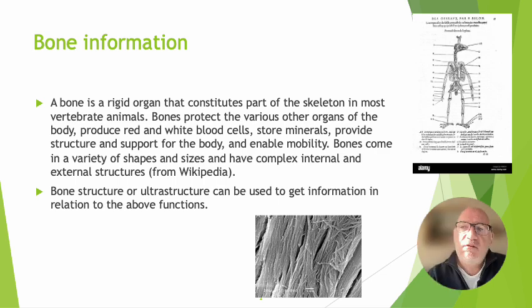So, bone is a typical structure in most vertebrate animals, and the bone function can be very diverse. It permits to protect various organs of the body. It produces red and white blood cells. It permits to store mineral, provide structure and support for the body, and enable mobility. Bones come in a variety of shape and size and have complex internal and external structure. I have taken these definitions from Wikipedia. Then bone structure and ultrastructure can be used to get information in relation to the above structures.